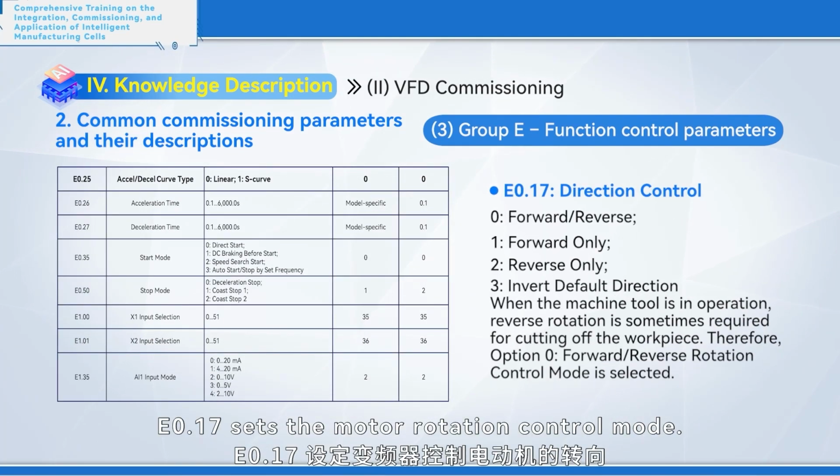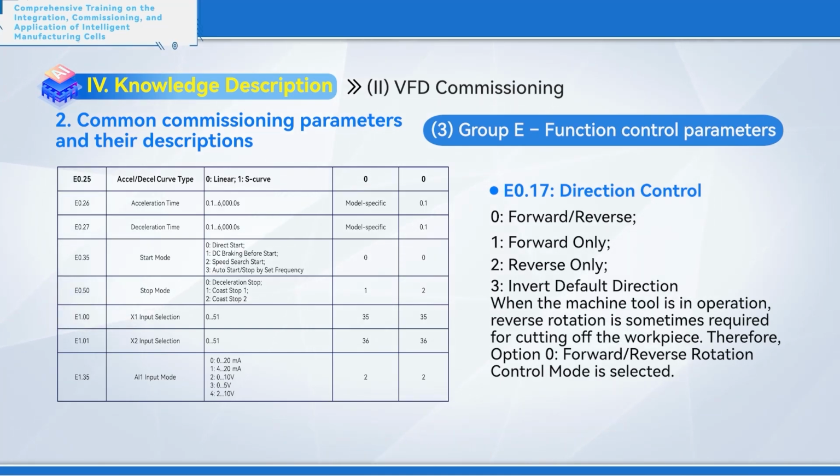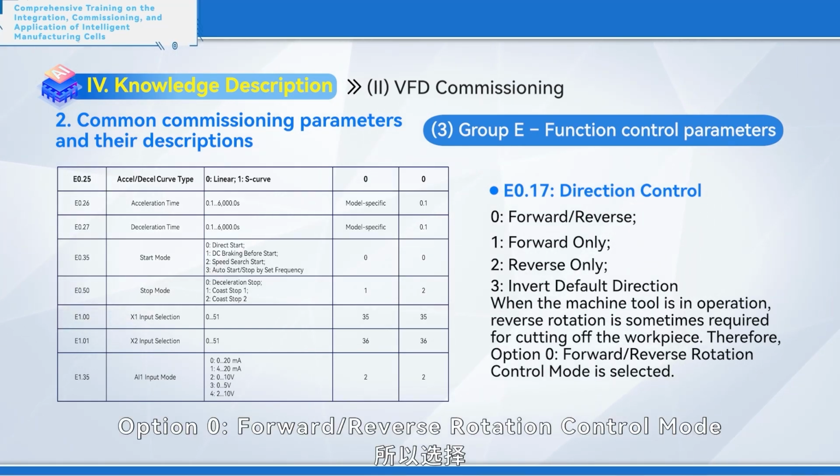E0.17 sets the motor rotation control mode. Since the spindle needs to support both forward and reverse rotation, option 0, forward reverse rotation control mode, is selected.